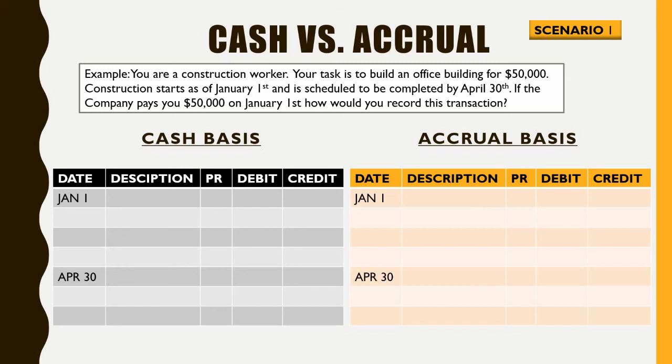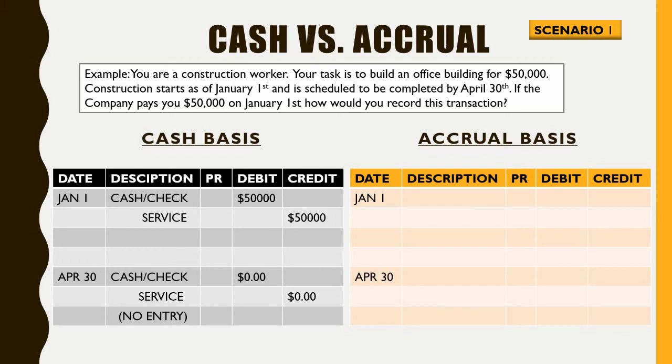Okay, so you're a construction worker, and you have a job that is set to be completed. The job starts in January and ends in April, okay? Now here's the criteria. The company paid you on January 1st. On a cash basis, you would 100% record the cash and say that the service will be provided, okay?